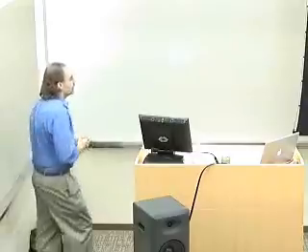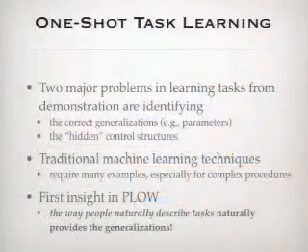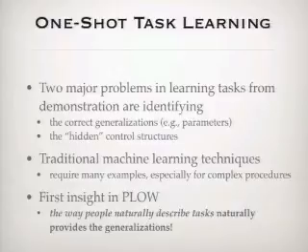So these are all major problems in learning tasks, and that's why the work on task learning is not very big yet. If you look at the work on using traditional machine learning techniques for task learning, they typically require lots of examples before they can generate a model.